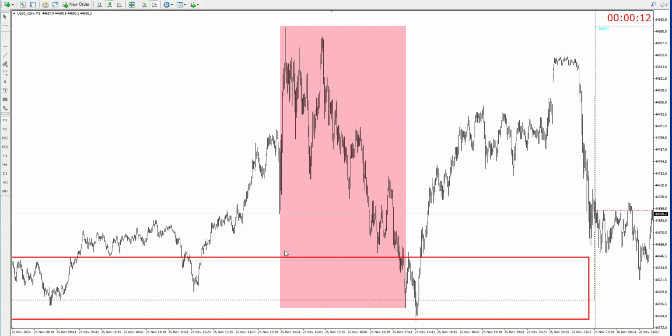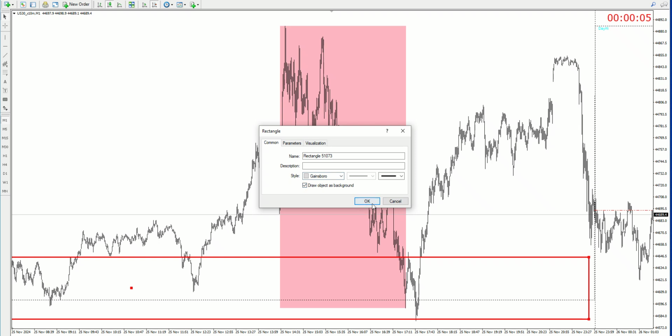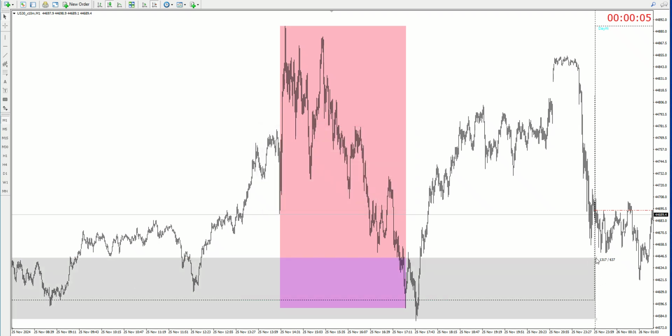Okay, so we know by the time we are coming to our session, to make this even more simple, you can just highlight this one with a color that will allow you to see. Okay, now you know he's trapped.